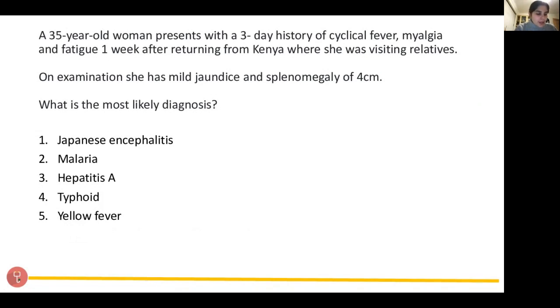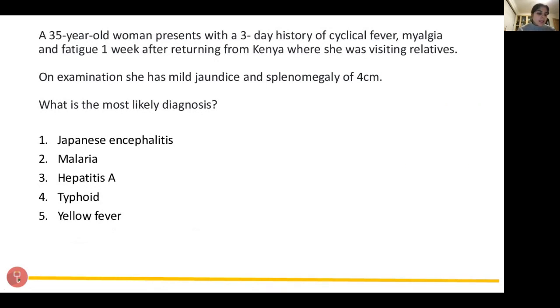All the others are red herrings, and I think what's important, I certainly didn't know this as a final year and have a very vague understanding of it now, is just what you are likely to contract in certain parts of the world. So Japanese encephalitis, we're not in the right part of the world.